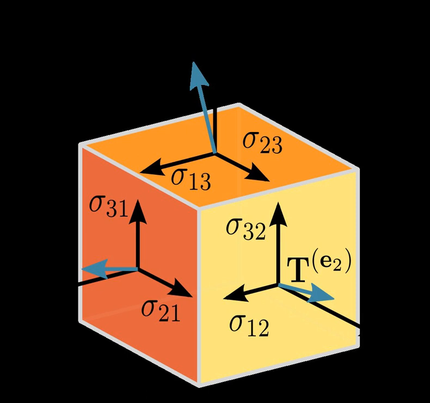That is, the components (TV)^i are given by (TV)^i equals T^i_j V^j.